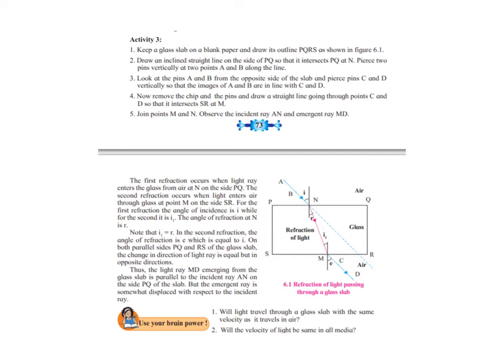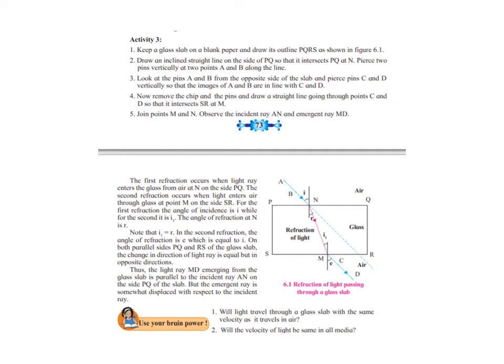Then take out the glass slab. You will see it is not in a straight line. So draw the straight line AB as a dotted line, and join all the points, that is AB, and then from N to M and from M to D. Now herein AB is called the incident ray, MD is called the emergent ray, and NM is called the refracted ray, the line that is getting refracted.